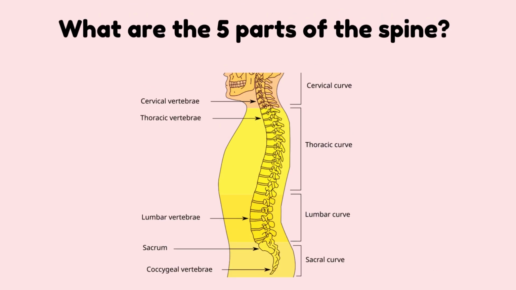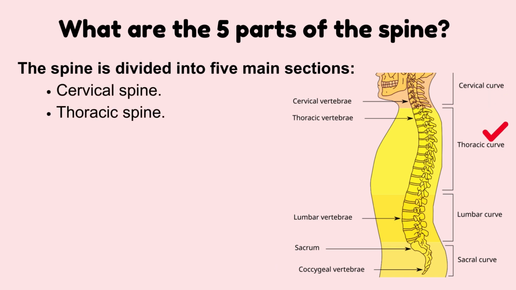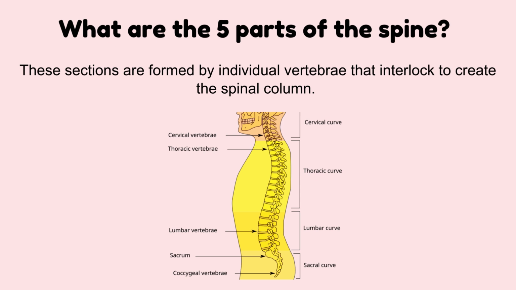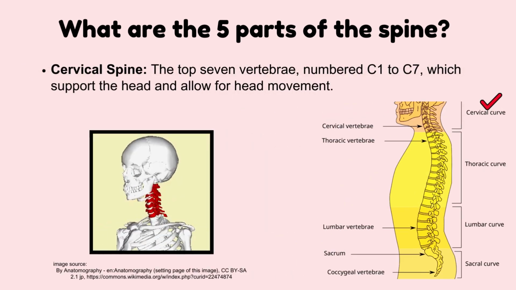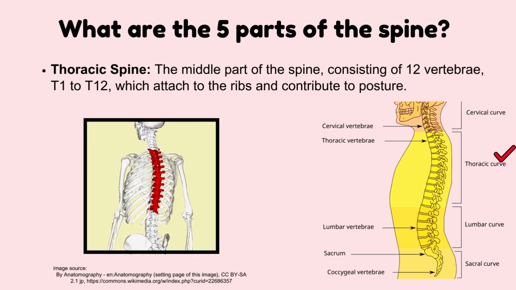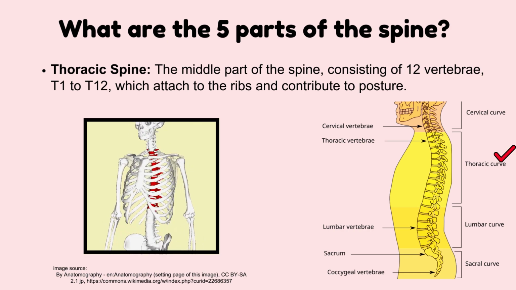What are the 5 parts of the spine? The spine is divided into 5 main sections: cervical spine, thoracic spine, lumbar spine, sacral spine, and coccygeal spine. These sections are formed by individual vertebrae that interlock to create the spinal column. Cervical spine is formed by the top 7 vertebrae, numbered C1 to C7, supporting the head and allowing for head movement. Thoracic spine is the middle part of the spine, consisting of 12 vertebrae, T1 to T12, attaches to the ribs and contributes to posture.